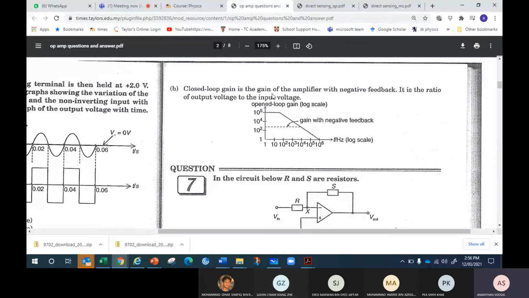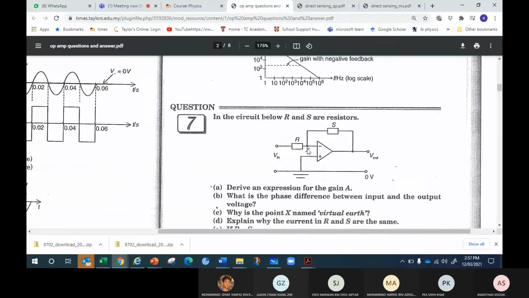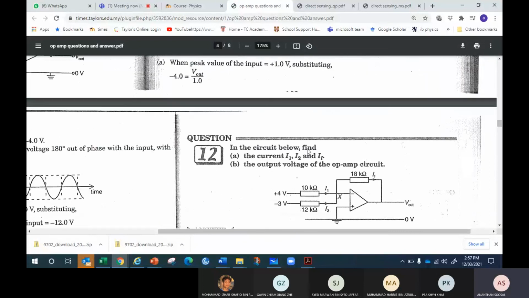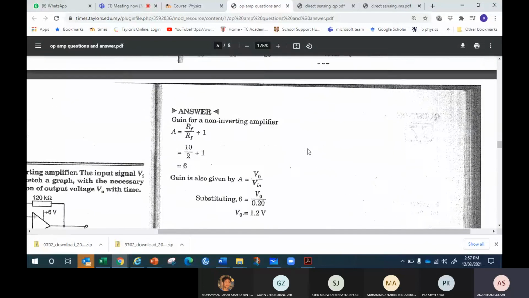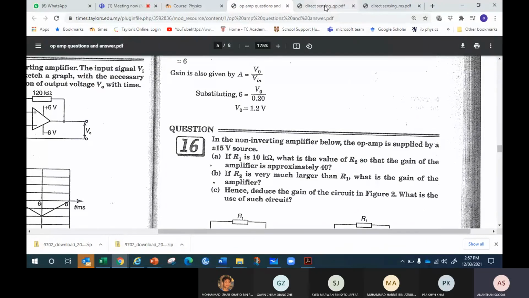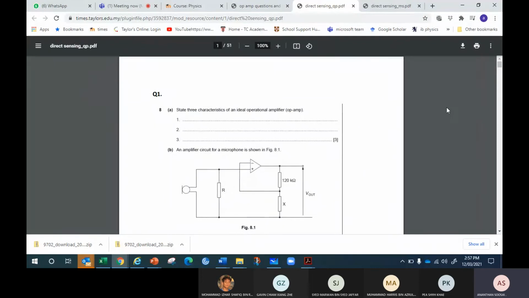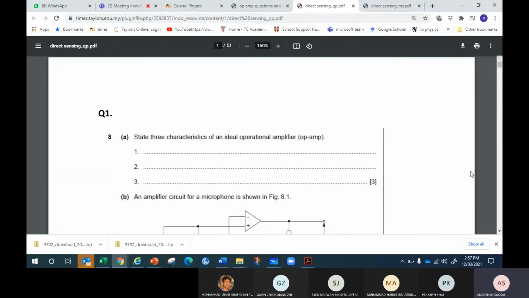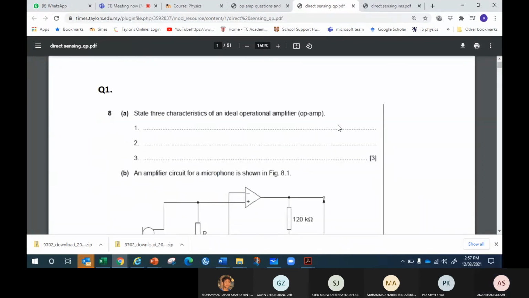This graph is missing in your PowerPoint. So I told you to add, right? Gain versus frequency. So you can go through this slide. Now let's go to the past year questions. This is your past year. The earlier one is STPM, but as I said, quite useful. So let's see one question.